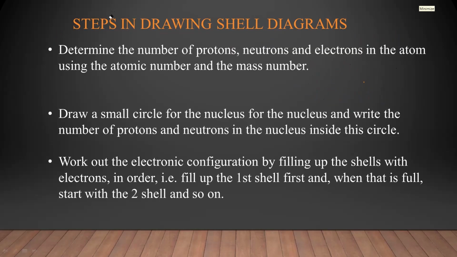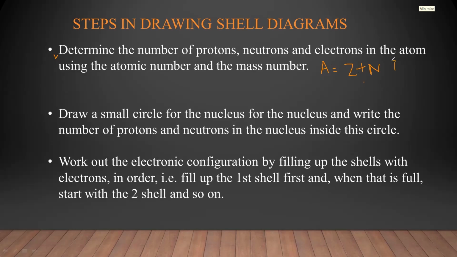So steps in drawing shell diagrams, right? Because we're moving into that pretty soon. So the first step, you're going to determine the protons, neutrons, and electrons in the structure using the atomic number and the mass number. We know how to do that, right? Yeah. Good. Which is the same. So you see how many times we're going to use this formula, A equals Z plus N. So that's the first step.